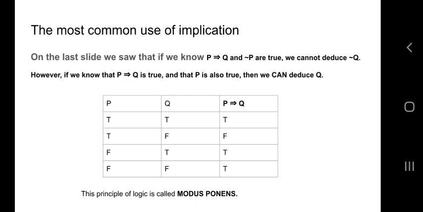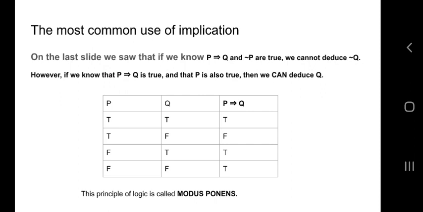So this is the most common use of implication. And this is super, super important because this illustrates something that we are allowed to do. Last slide we saw that if P implies Q and not P are both true, we can't deduce not Q just from those two formulas alone, right? However, I'm actually going to show you that if we know P implies Q is true, and we also know that P is true, then we can deduce that Q is true. And I'll show you based off the truth table, just through logic.